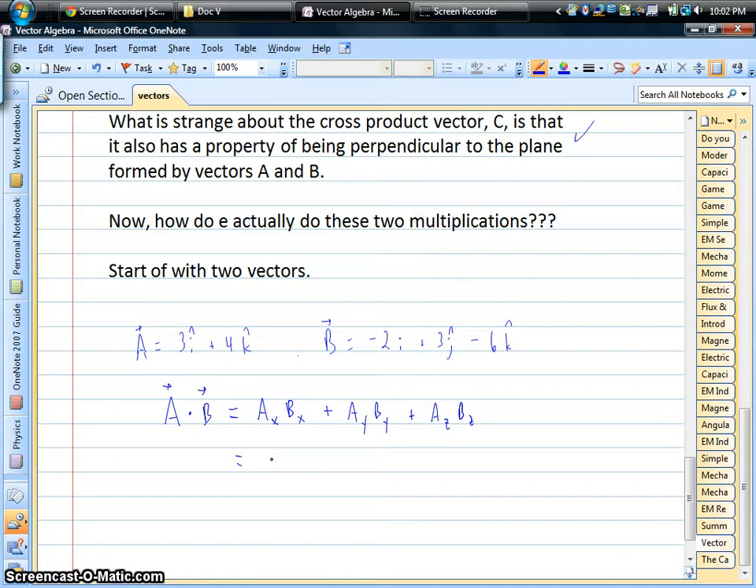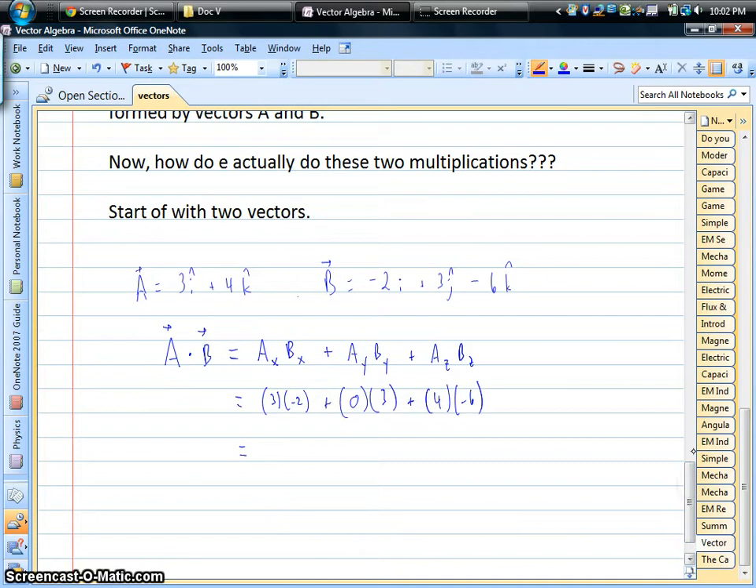So here we have two x components, 3 times negative 2. Now there is no y component of vector A, so 0 times 3, and then 4 times negative 6. And as you can see, this is just going to spit out some number. We have negative 6 plus a negative 24. And so the dot product, okay, the scalar product of A dot B in this case is negative 30.